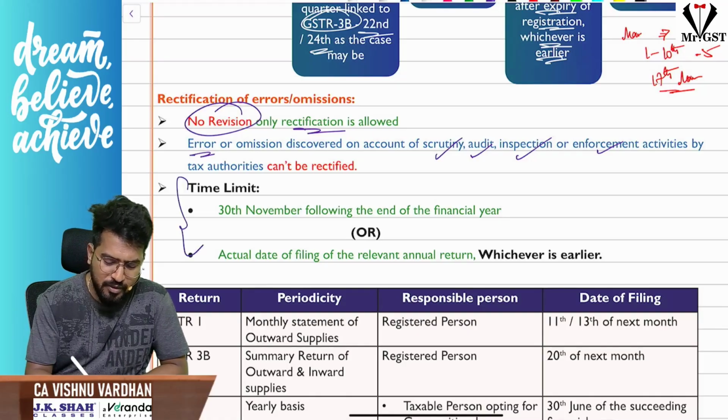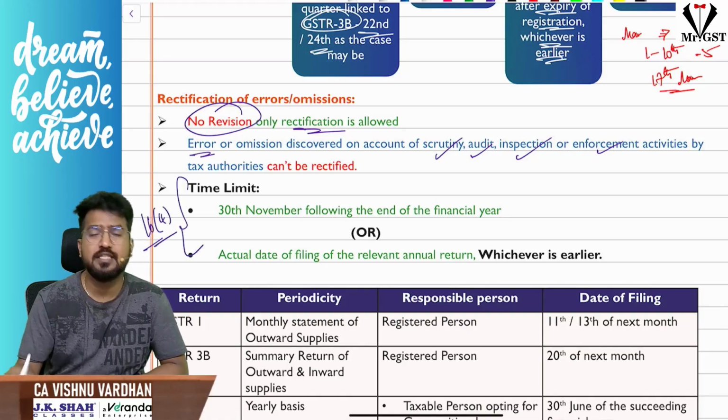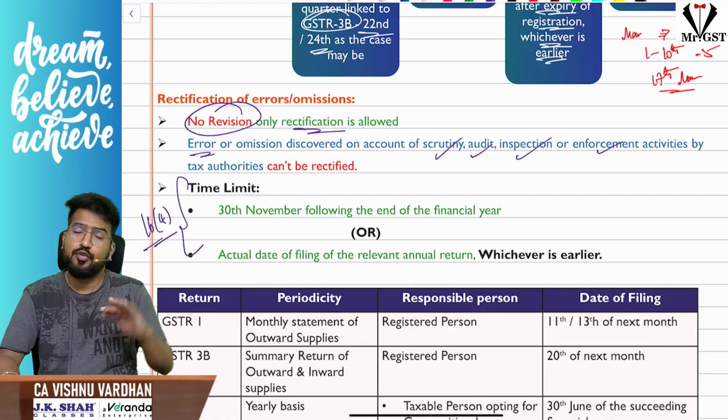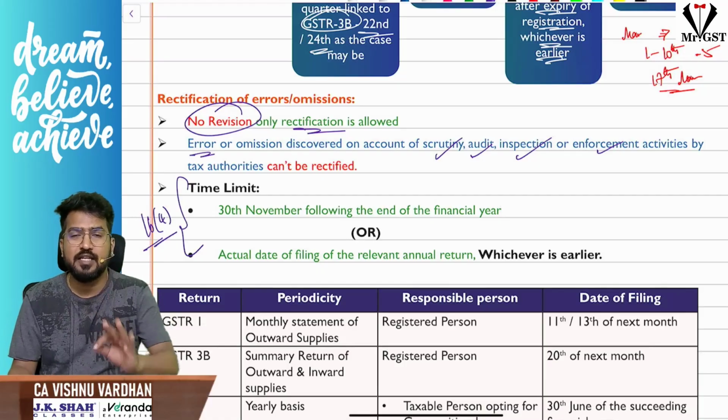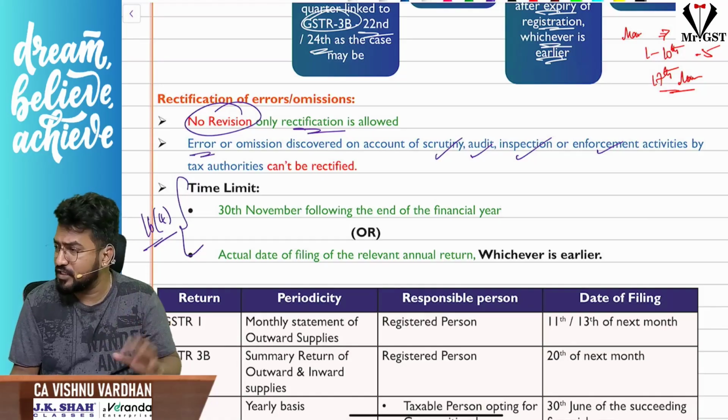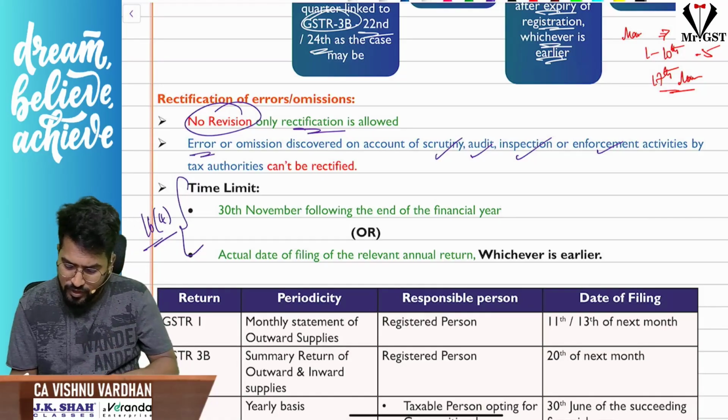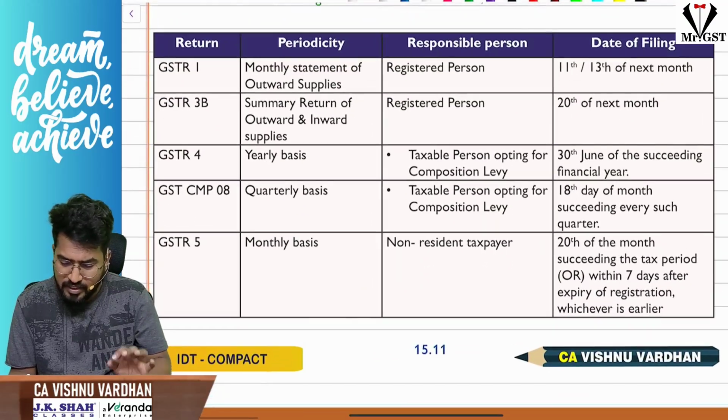But what is the time limit for rectifying the mistakes in GSTR 3B? Same as section 16 subsection 4, or the same as GSTR 1 that we have seen: 30th November of the succeeding financial year or the actual date of filing the annual return of the relevant financial year, whichever is earlier. The due dates are all given in table form here.